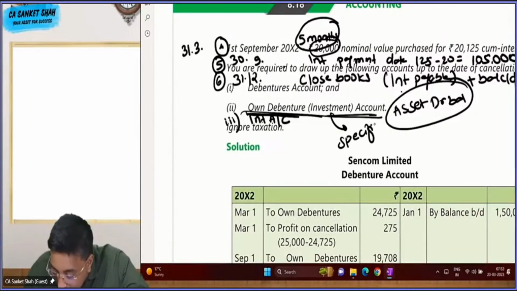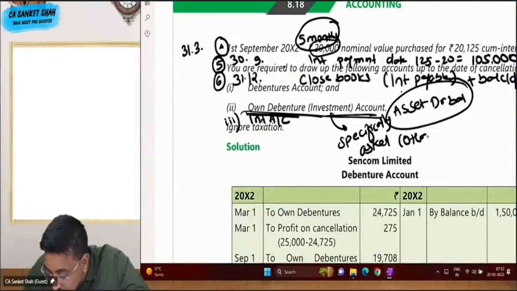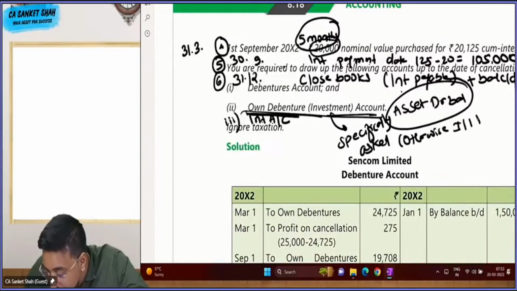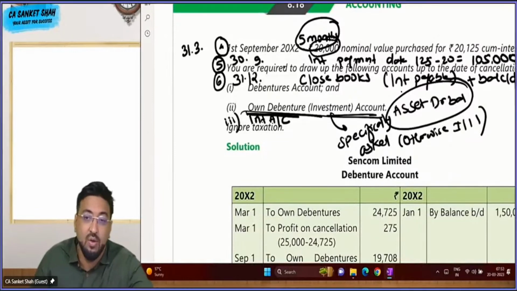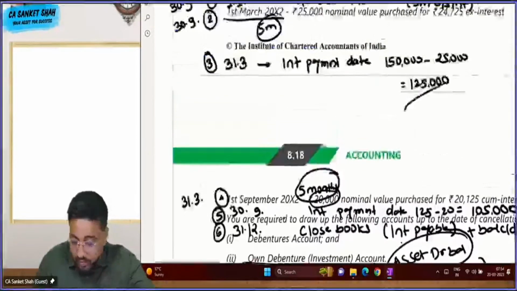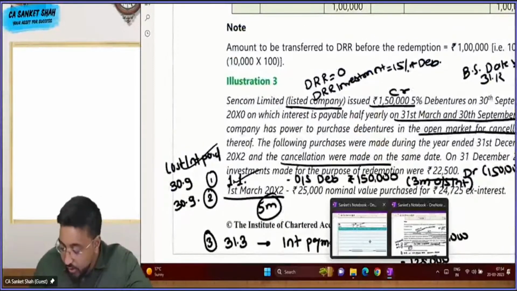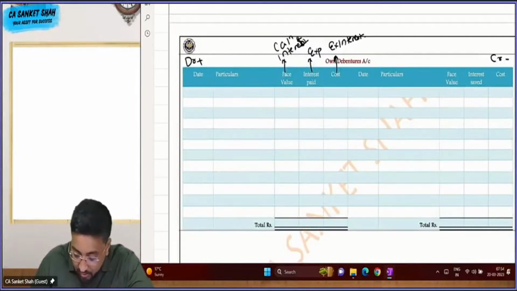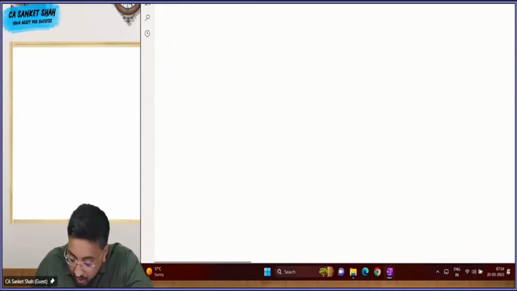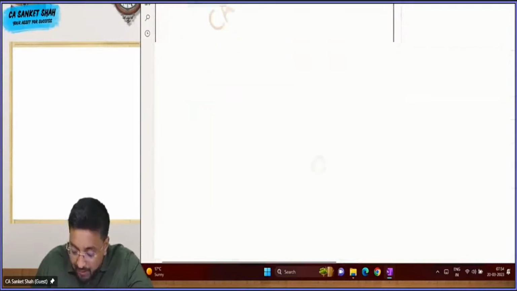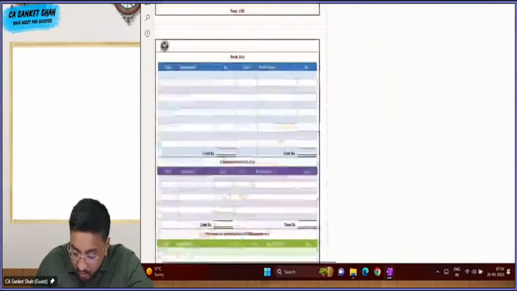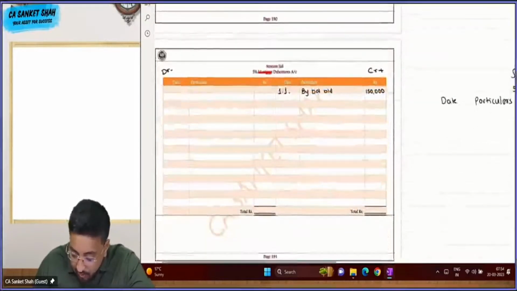Specifically asked. Otherwise like question 1. ओके, तो question 1 के जैसा सॉल्व किया होता. यस, चलो अभी सॉल्व करो. 1st March 2002 own debentures. So own debentures is our asset. Okay, so we are buying our debentures from the open market, sir. So what is the entry we are going to pass? Chalo. I am not going to tell you the answer.